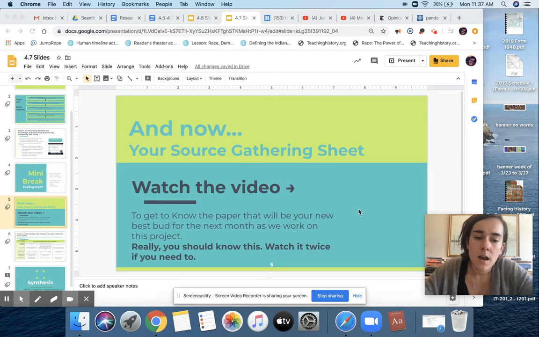Hi guys. I'm going to go over the source gathering sheet, because it's really important that you understand what goes in each part of it. I know that you've used something extremely similar before, but there are some changes. And last time you used it, a lot of people made mistakes in the way they filled it out.